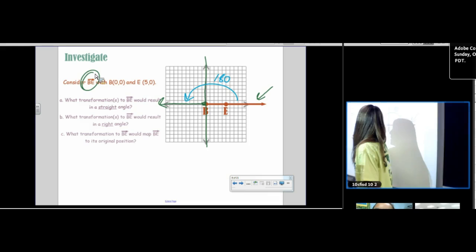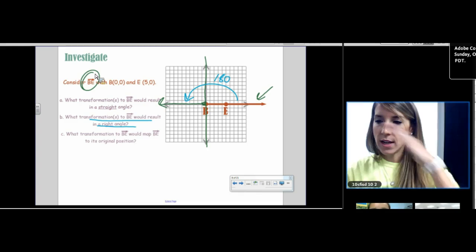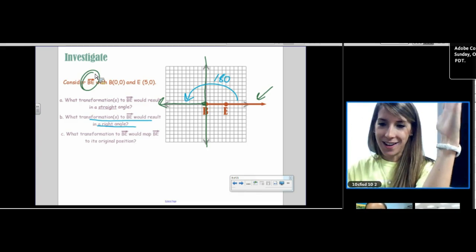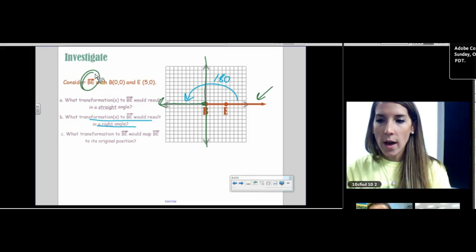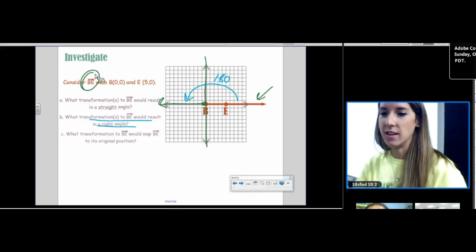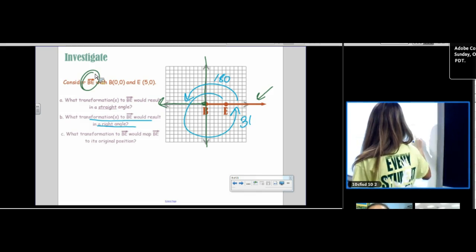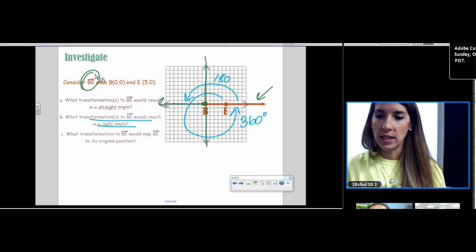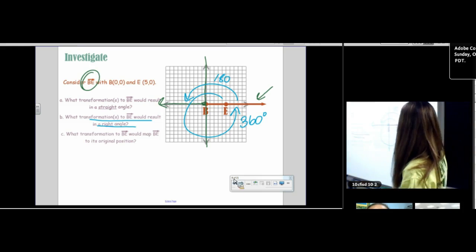All right. What transformation would result in a right angle? What could I do to ray BE to create a right angle? Rotate it counterclockwise 90 degrees. Good. What could I do to ray BE that would map ray BE to its original position? Good. That's what I wanted to hear. Aaliyah's killing y'all today. Rotate 360 degrees. We'll end up right where we started. So you will need that piece of information later in the unit when you're solving angles.